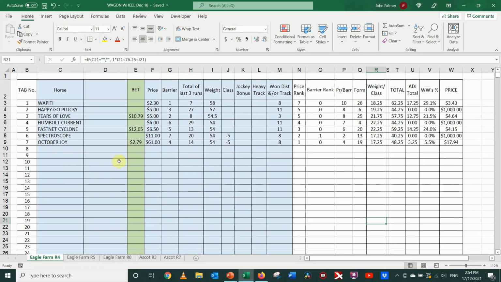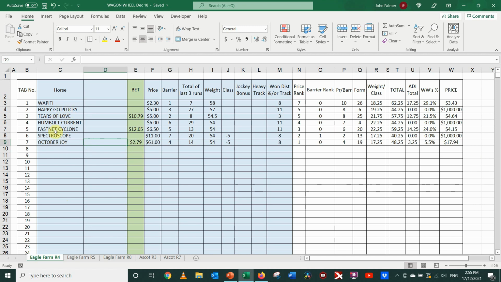The first of those races is Eagle Farm race number four, very small field. And a short price favourite here, $2.30 about Wapiti. The wagon does come out with it as the favourite at $3.43, but there are a couple of other horses that are not that far away from it. So we've got three bets according to the wagon based on the current pricing. We're going to have $10.79 on Tears of Love at $5, just above the wagon price. $12 or so on Fast Net Cyclone at $6.50, just above $4.15. And then a rank outsider here that somehow sneaks in, and around about $3 we'd be having on that one. So that's Eagle Farm race four.